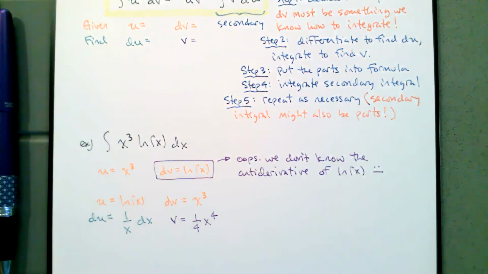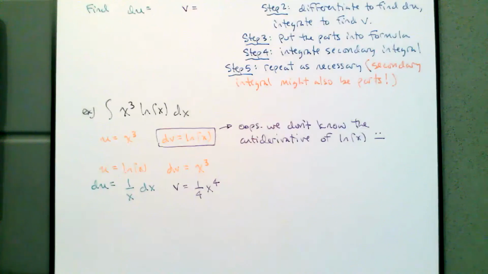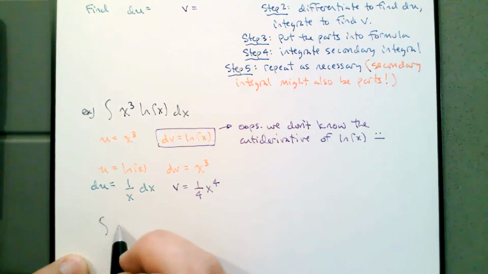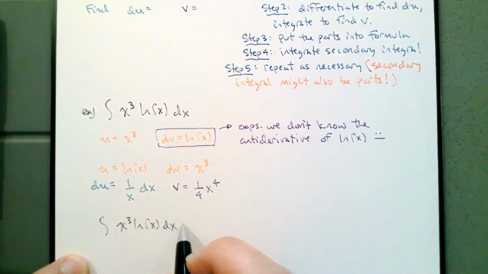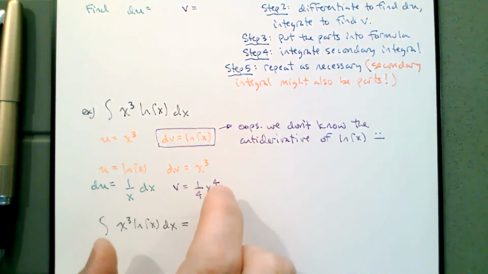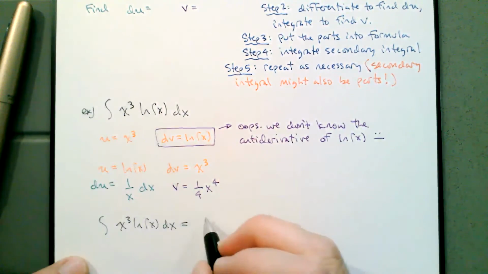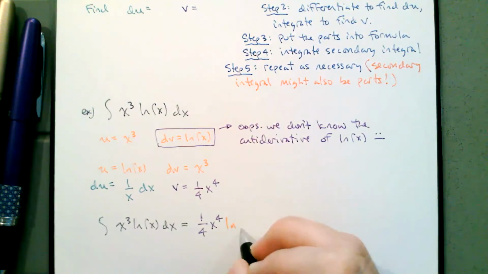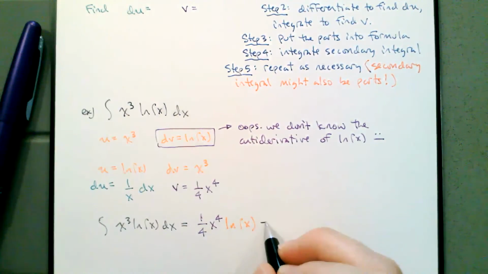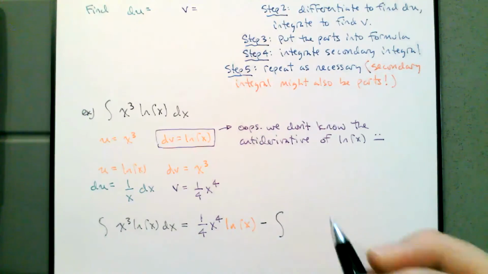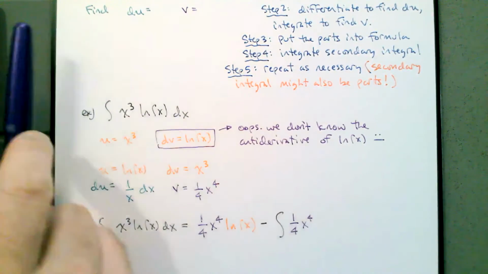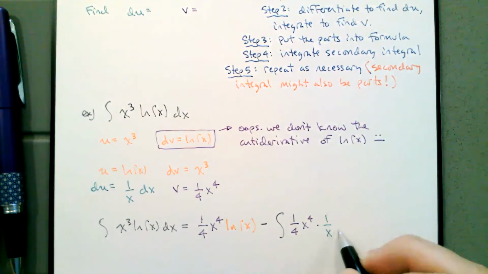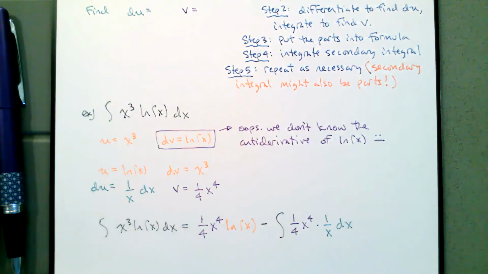Now we have all four parts. We only need 3 of them, but now we have all 4 parts. We are ready to plug into the parts formula. So the parts formula says the integral of u dv is uv minus the integral of v times du. So uv is going to be 1/4 x to the 4th times the natural log of x, minus the integral of v times du. So 1/4 x to the 4th times 1 over x dx. That's step 3. Put the parts into the formula.